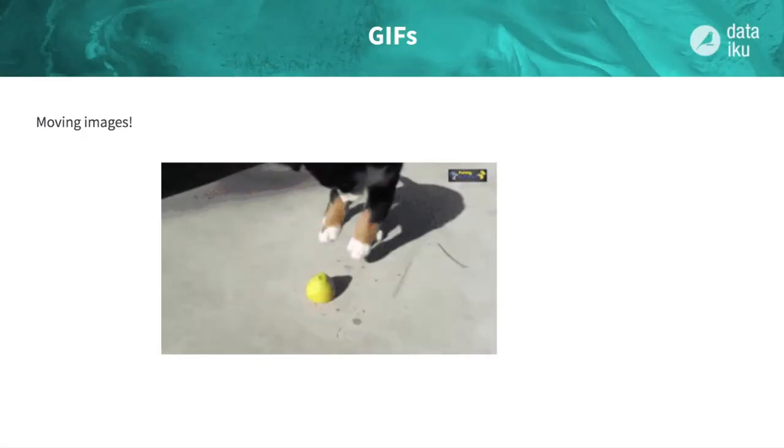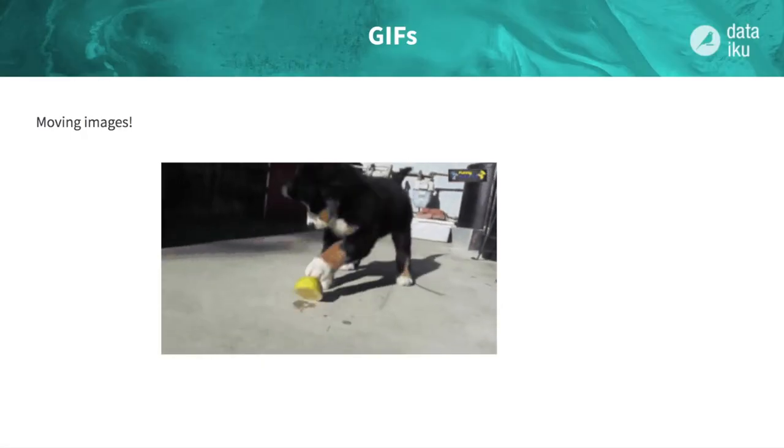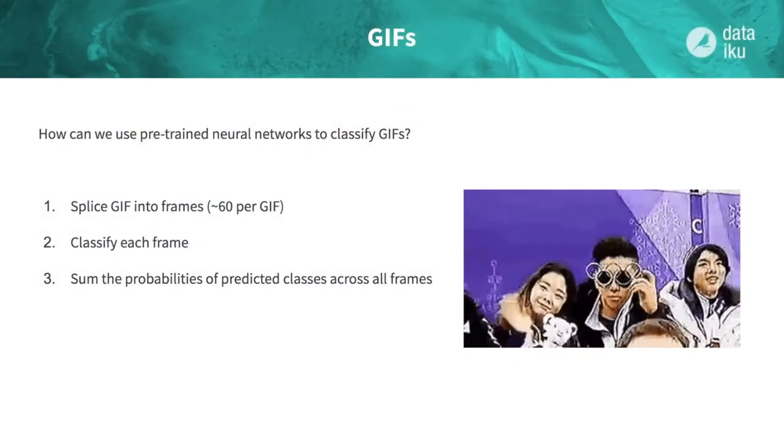So GIFs are a little tougher. Moving images, how do we deal with this? The approach I took is pretty simple. What I did was just split the GIF into frames. So we have like 60 frames per GIF. This is super elementary. Then we classify each frame using our neural network. And then finally, all we do is sum the probabilities of the predicted classes across all frames to come up with sort of an aggregate score of what's going on.